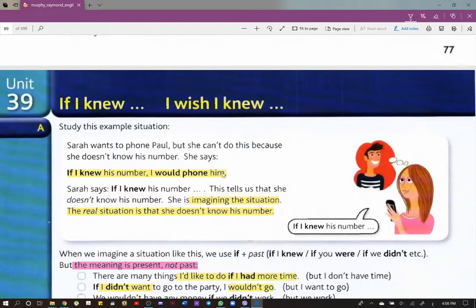A sentence with one main clause and one subordinating clause. Okay.